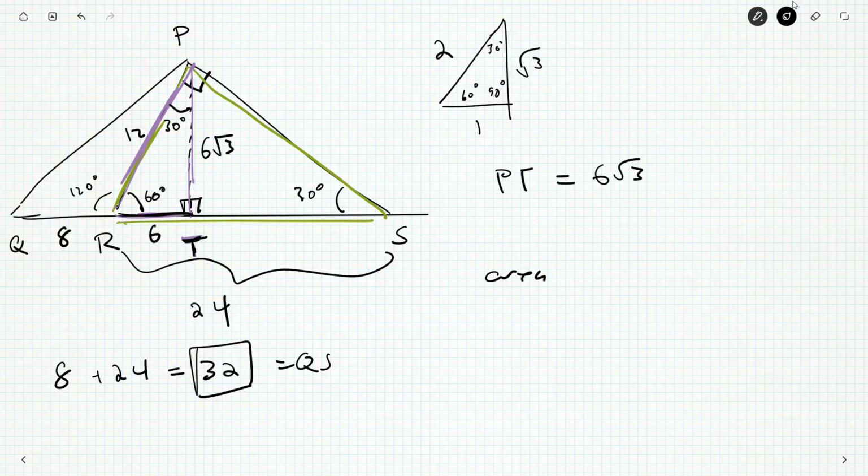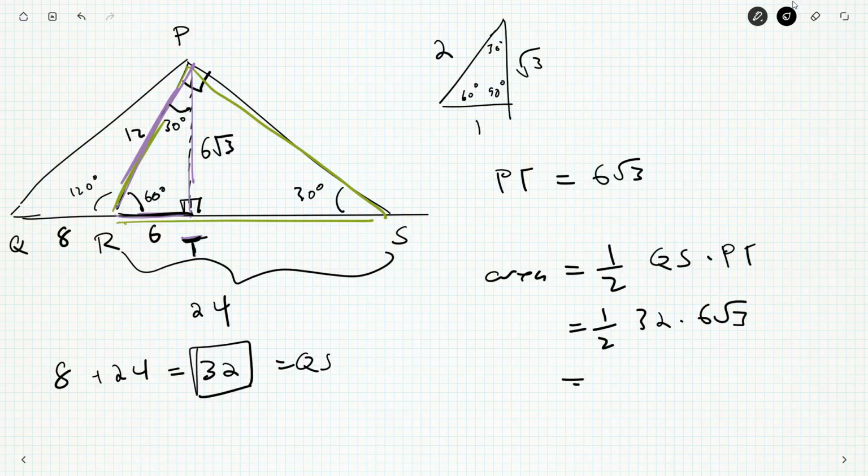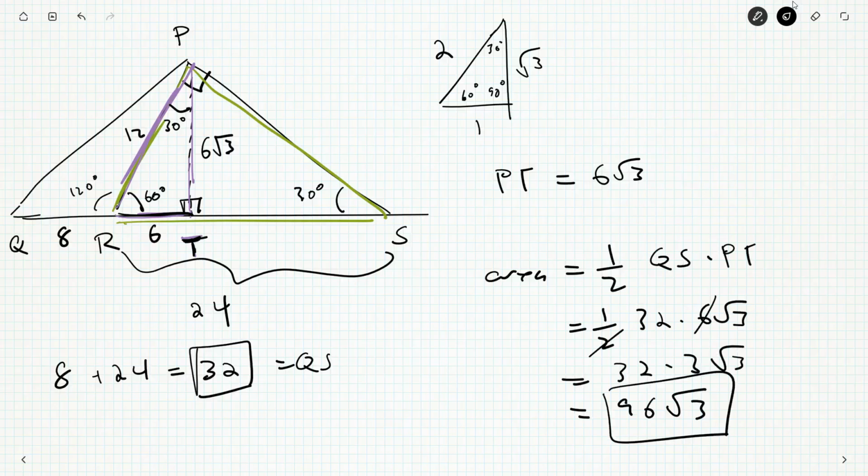And now the area, well, it's 1/2 base times height. So 1/2 times 32 times 6 root 3. We'll get rid of the 2 and the 6, so it'll be 32 times 3 root 3, and that'll be 96 root 3. And I'm going to say that's our final answer.